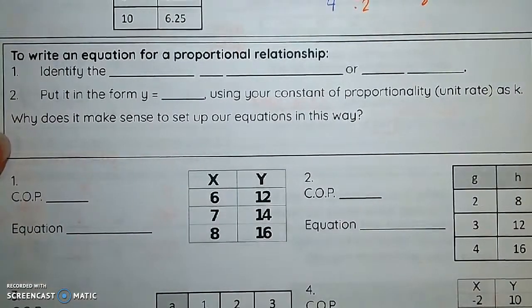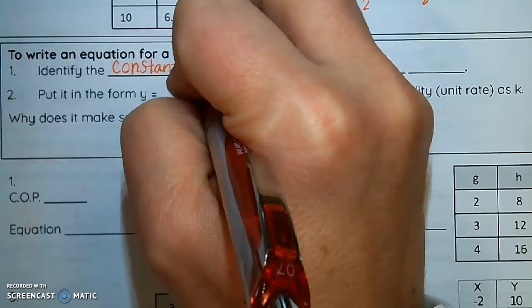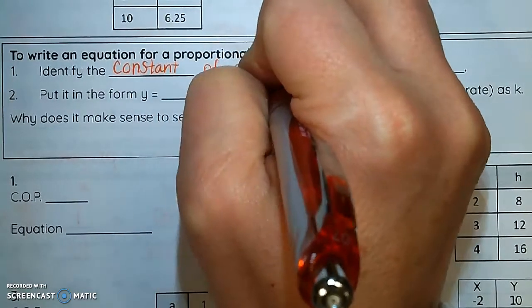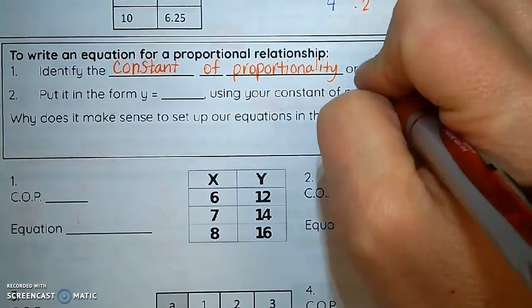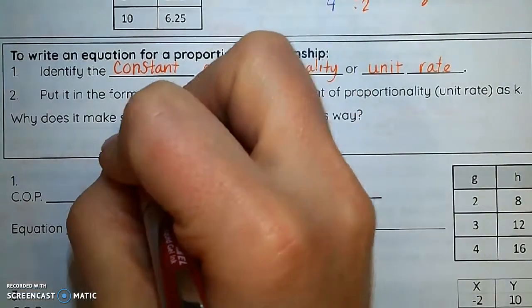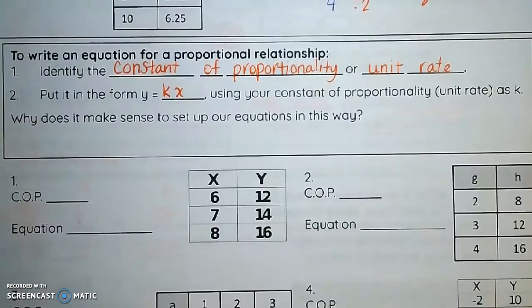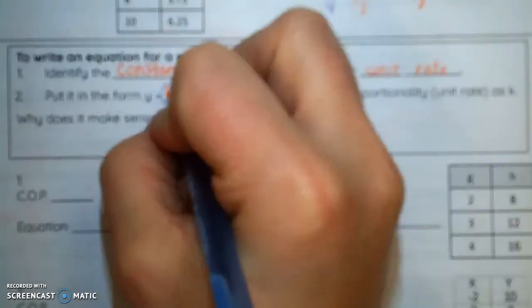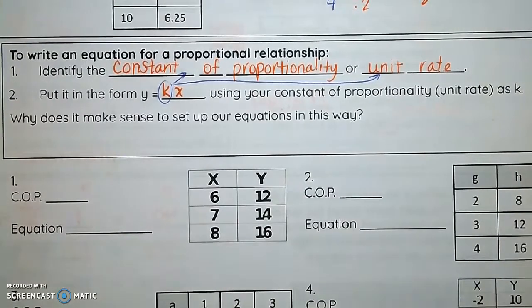Now when I want to write an equation for a proportional relationship, I need to first identify that constant of proportionality, also known as the unit rate, and I'm going to put it in the form y equals k times x. So that k, that's where that unit rate goes in.